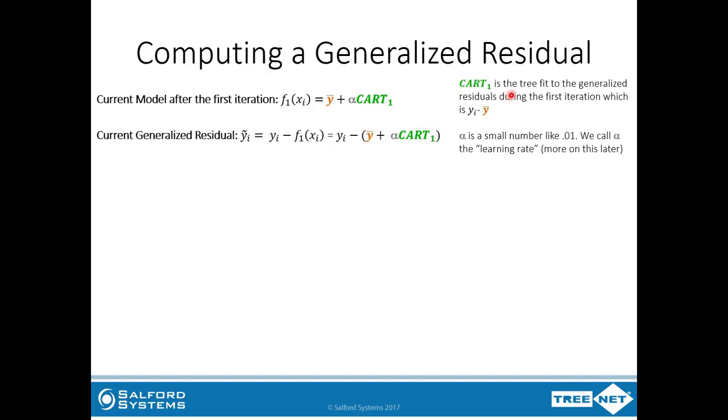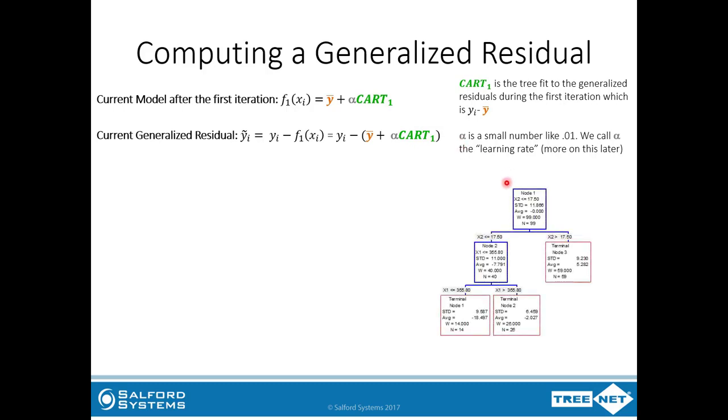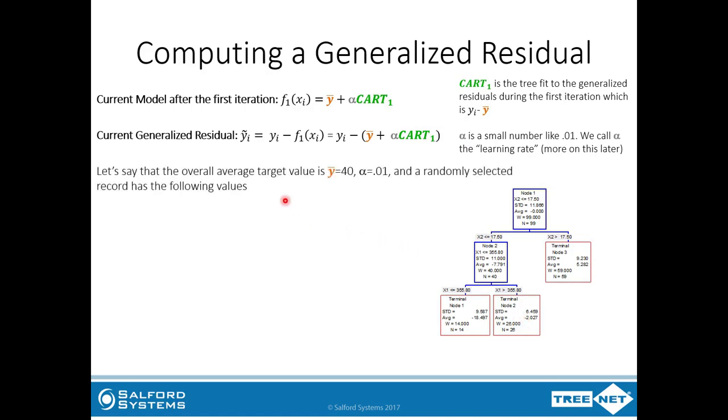Now remember, cart1 is just the tree fit to the generalized residuals during the first iteration, and the generalized residuals during the first iteration were just y_i minus y bar. And remember, alpha is just that small number. So let's suppose that cart1 is a tree that looks like this. For now, we'll give y bar a number, maybe 40, and let alpha also have a number, 0.01. Then we'll have some randomly selected record, and maybe the record looks like this.